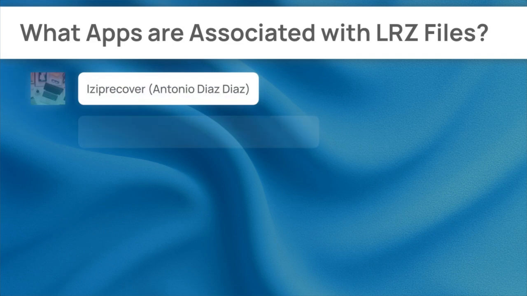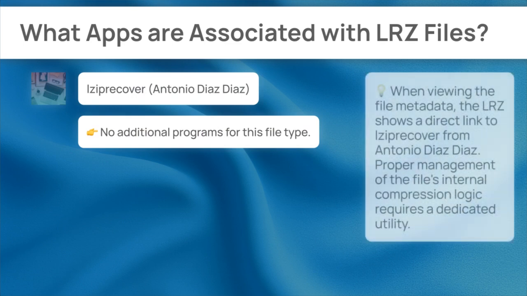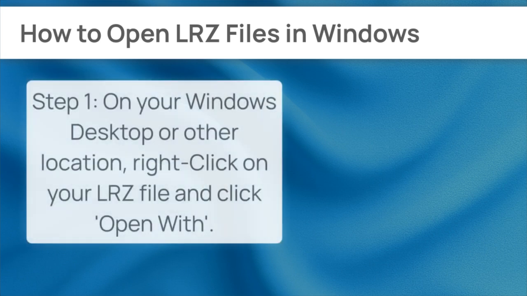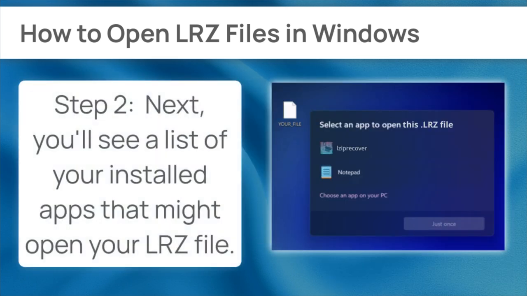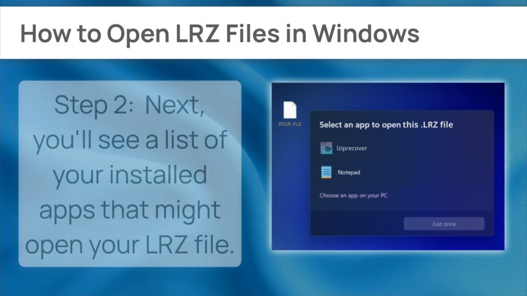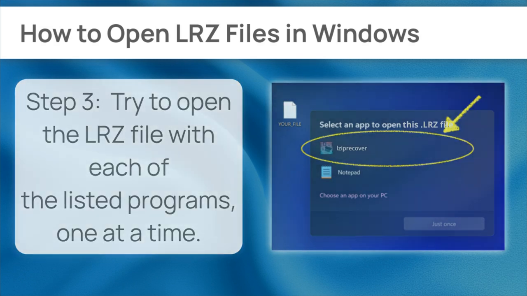Your first application to test with LRZ should be lziprecover from Antonio Diaz. Proper management of the file's internal compression logic requires a dedicated utility. Windows doesn't load backup snapshots, so specialized software must restore or browse the data. The first action is to find a compatible app. Right-click your LRZ file and click Open With. Test lziprecover if available. If it is unavailable, choose another program. We need to find the specific decoder.